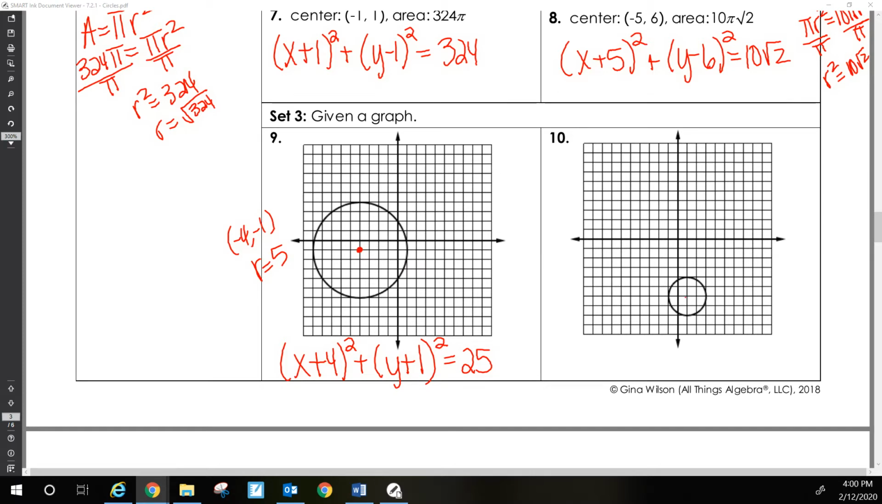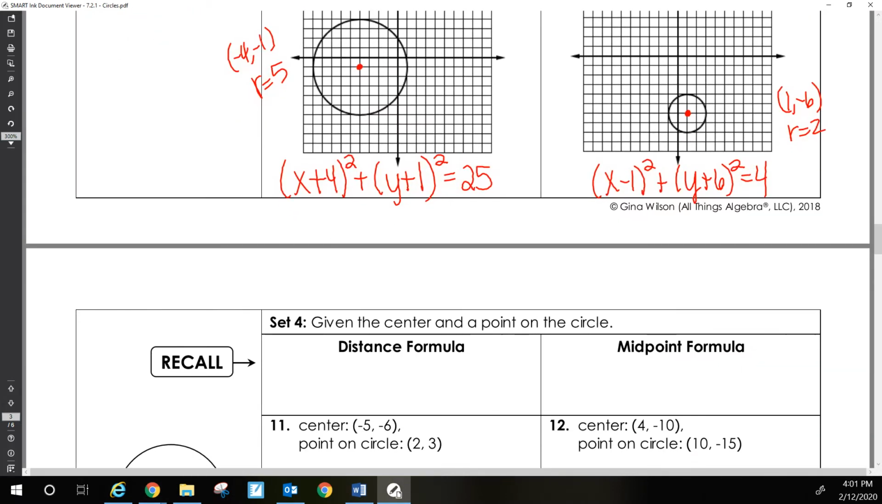All right, number 10. This one's a little easier for me to see. That looks like the center there. That's going to be at 1, and then -1, 2, 3, 4, 5, 6. So 1, -6 with a radius, it looks like, of 2. So x minus 1 squared plus y minus a minus 6, which is y plus 6 squared, is equal to 2 squared, which is 4. All right, those are pretty basic, right?